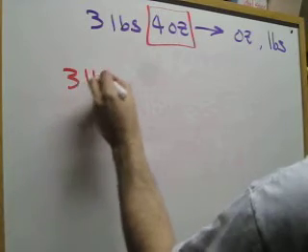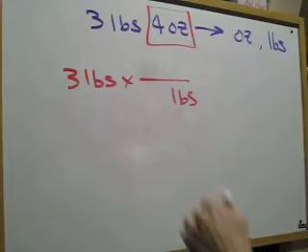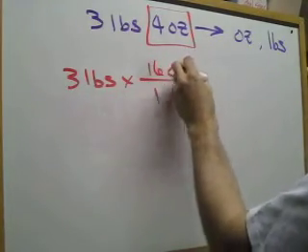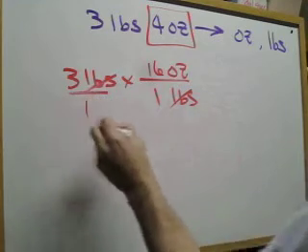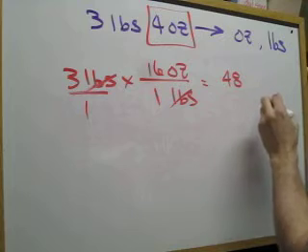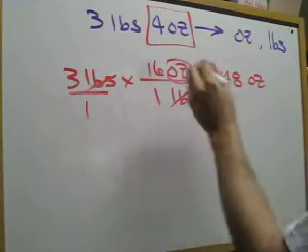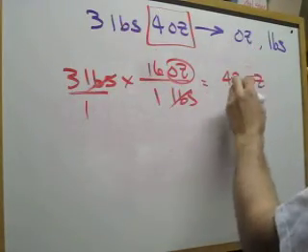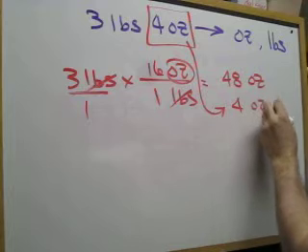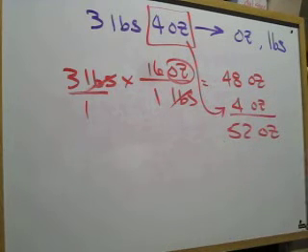3 pounds times a line, pounds on the bottom. Do we know anything about pounds and ounces? Yes, we know that there's 16 ounces in 1 pound. Our pounds cancel. Put that over 1. 3 times 16 is 48. And ounces is what we have left here, so that's our ending. So 3 pounds converted to ounces is 48. Then we take our 4 and add it to that to give us our total number of ounces.